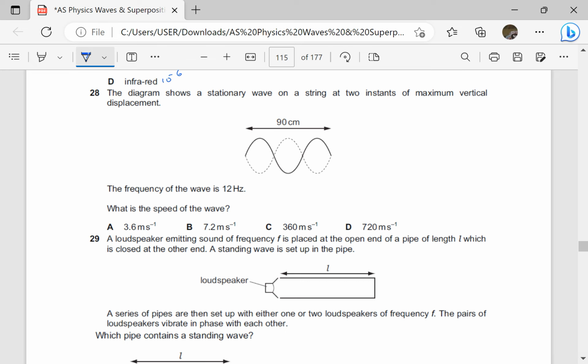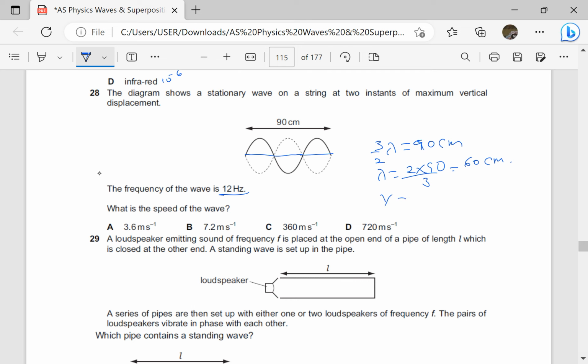The diagram shows a stationary wave on a string at 2 instants of maximum vertical displacement. Frequency is 12 Hz. What is the speed of the wave? So first find the wavelength. This is one and a half wavelengths, so 3 over 2 lambda is equal to 90 centimeters. So wavelength is 2 times 90 divided by 3, which is 30 times 2, which is 60 centimeters.